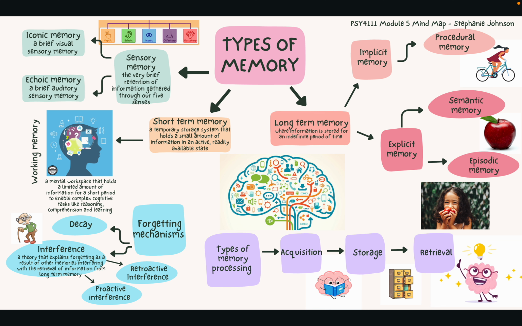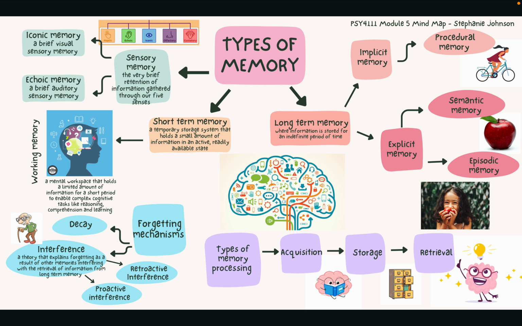Explicit memory is memory recall and thinking of certain events. So this can also be split into semantic and episodic memory. We've got the picture of the apple there and the girl eating an apple. So basically semantic memory would be remembering, yep, an apple, it's red, it's got a green leaf, it's small. Episodic memory would be remembering an exact time that you ate an apple. So episodic memory refers to specific events in your life. Semantic is knowing general knowledge of certain things.